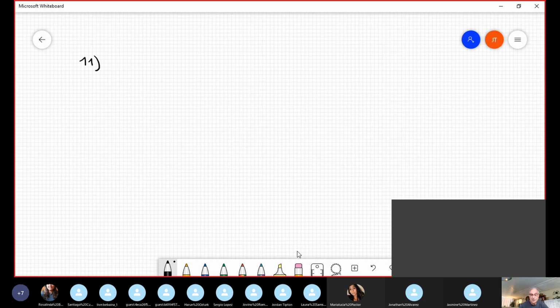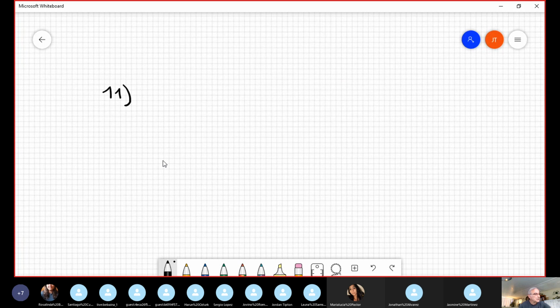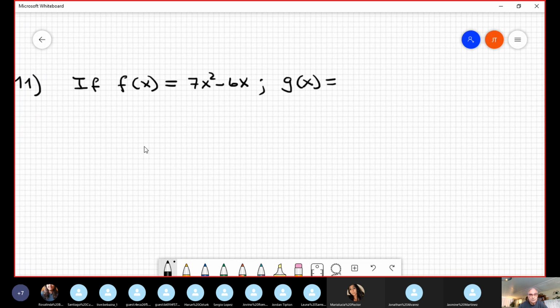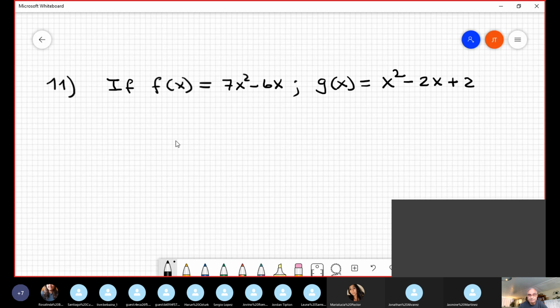Let me zoom in to see more clearly. Okay, two functions are given: f of x is equal to 7x squared minus 6x; g of x is equal to x squared minus 2x plus 24. This is number 11.